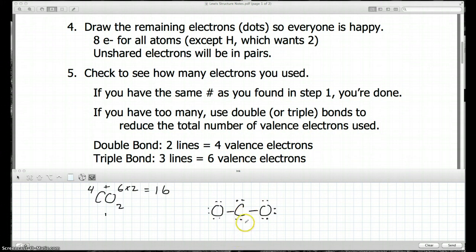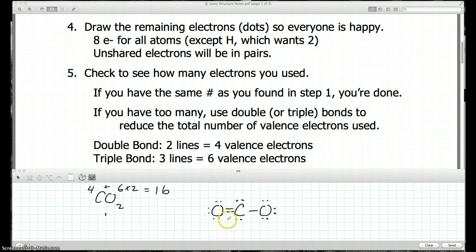Now the last thing you do is you check your number 16 with your picture. And if we count it up, you'll notice that it doesn't match up. If we count the number of electrons in this picture the way I have it drawn, 2, 4, 6, 8, 10, 12, 14, 16, 18, 20. We've got too many. Now when you get that situation, what you do is you change your single bonds into a double bond. So this is going to become a double bond.